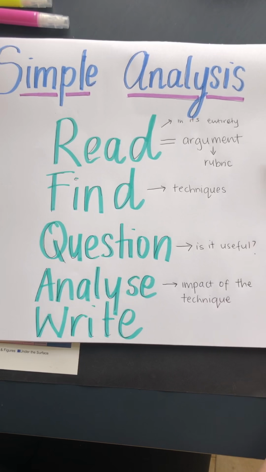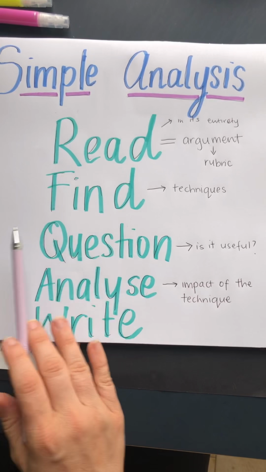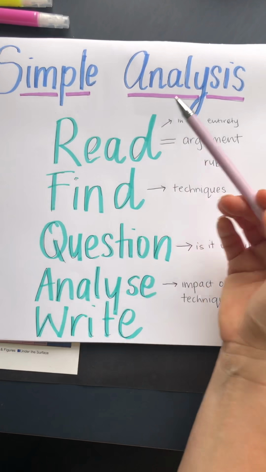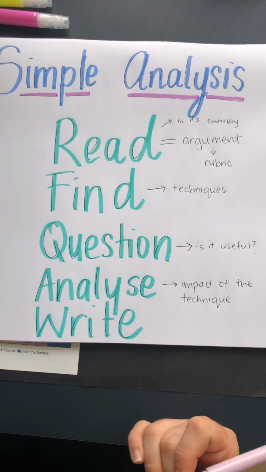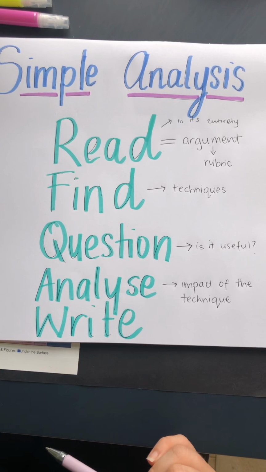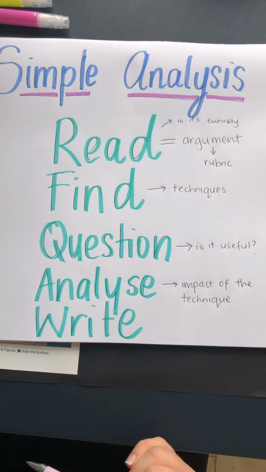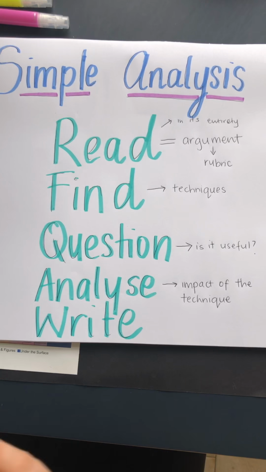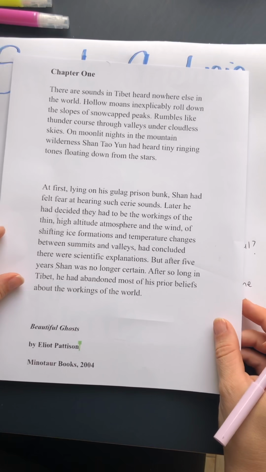So I am going to go through each of these steps with an example to show you how to do this, and also to feed you some other questions you can ask yourself whenever you get stuck at a certain point. So the example I'm going to use today is a short extract from the first chapter of a novel called Beautiful Ghosts by Elliot Patterson. It's a beautiful extract with some really lovely writing in it. So we're just going to use this as an example.